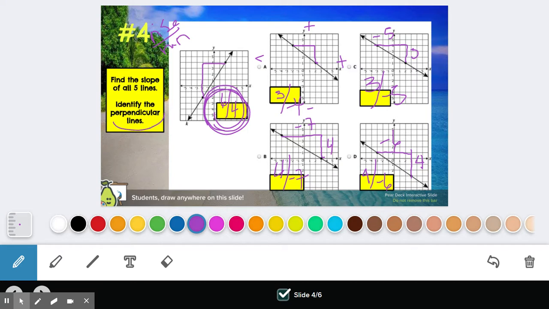So I'm going back. Oh, I remember, perpendicular. So 6 over 4, the perpendicular would be negative 4 over 6. Negative 4 over 6. Remember to flip to find the reciprocal and then change the sign.